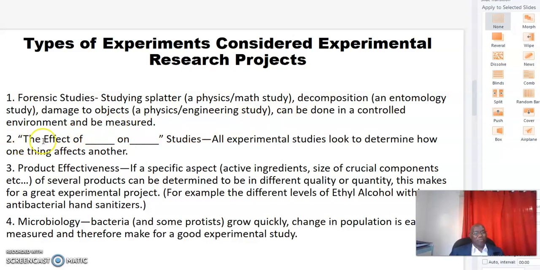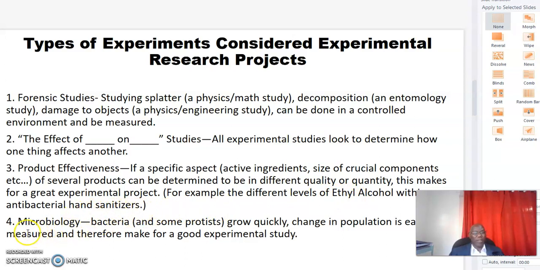Number 2, the effect on studies. All experimental studies look to determine how one thing affects another. Number 3, product effectiveness. If a specific aspect (active ingredients, size of crucial components, etc.) of several products can be determined to be different quality or quantity, this makes for a great experimental project. For example, the different levels of ethyl alcohol within antibacterial hand sanitizers.